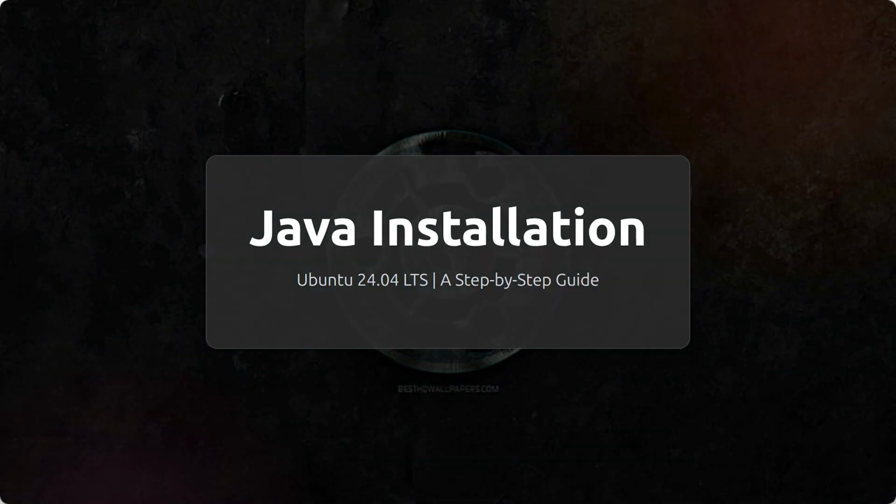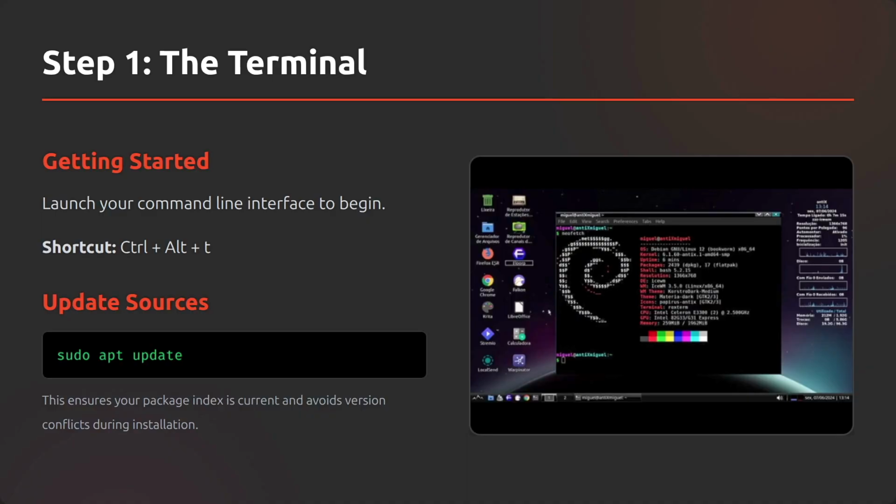Moving forward for step one. Step one is that let's open the terminal. We'll be utilizing the terminal to install Java. The shortcut for that is Control Alt T. If you press this, you can open the terminal, and you can also go to the search system and open the terminal from there.